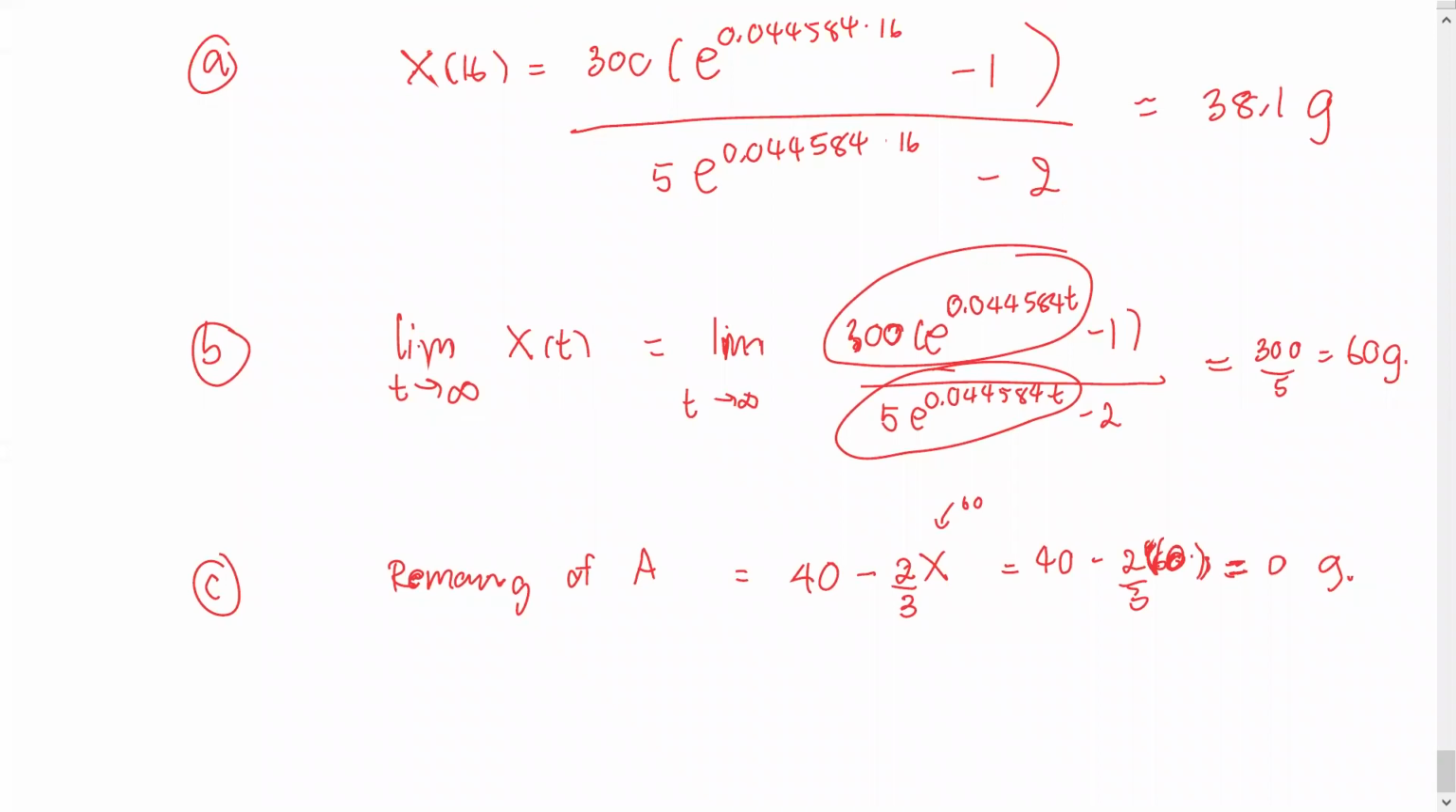And then for the remaining of the B, the initial amount of the B is 50, and only 1 out of 3 portions of the chemical C is from the B. Remaining will be 50 minus 1/3 times 60, and that's 20 subtracted from 50 to be 30 grams. So in the long term, B will remain 30 grams, but all of A will be used.